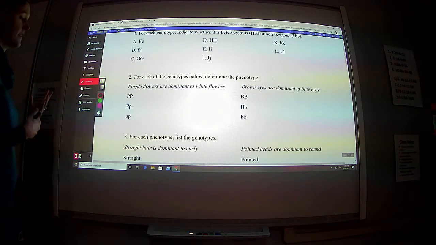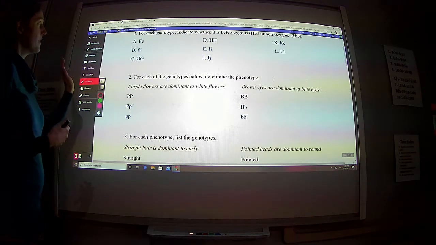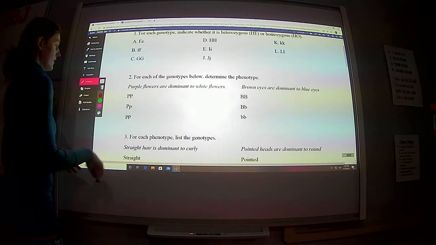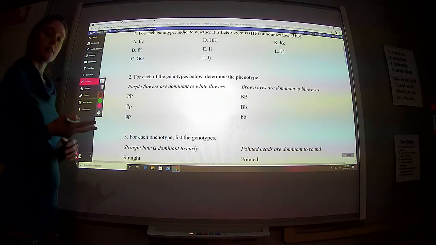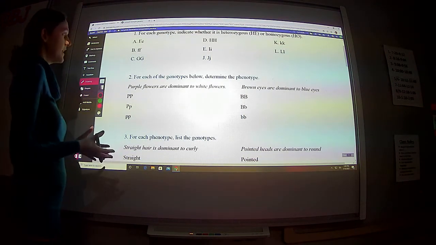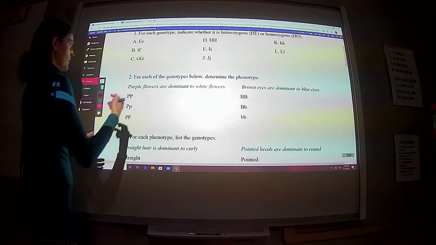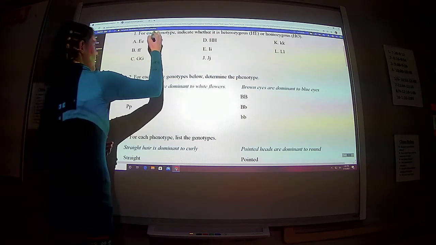So we're going to start off with this assignment kind of like we did yesterday. And you're telling me, is it heterozygous or homozygous? Remember, if they're two different letters, that's heterozygous. If they're both the same case, both upper or both lowercase, that is homozygous. So my first one here, I'm going to put HE.